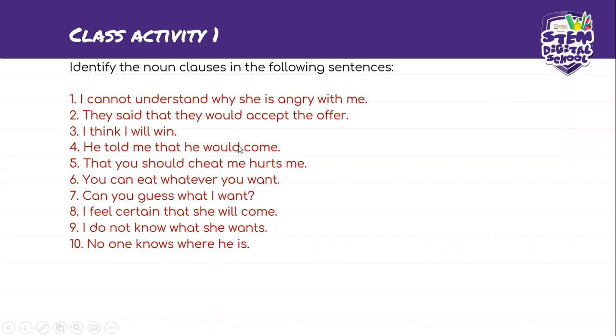You can also replace this with the name of a place. Then you'll see that this really is a noun clause. Thank you so much, Lesedi. Let's go to the next one, number 5.